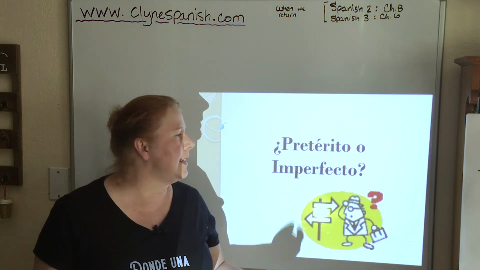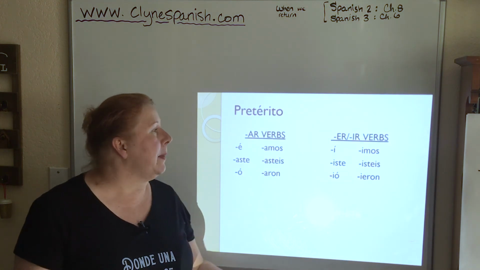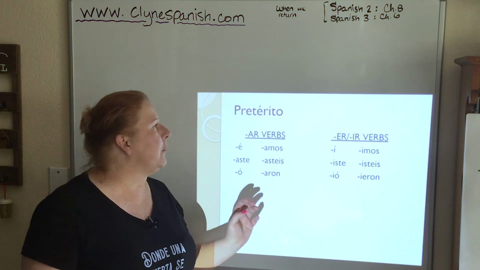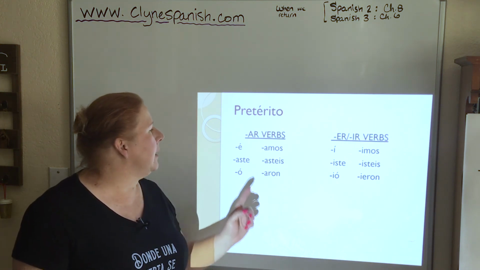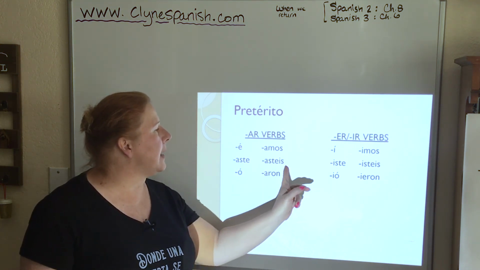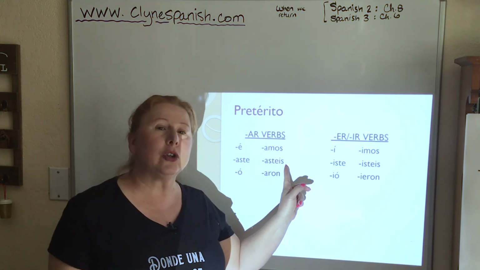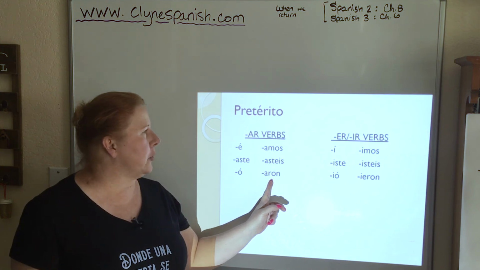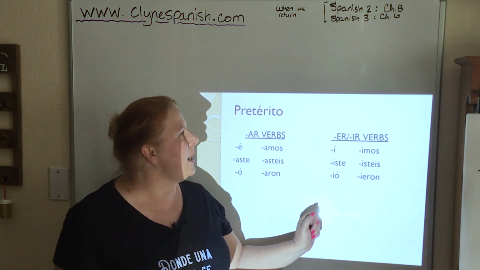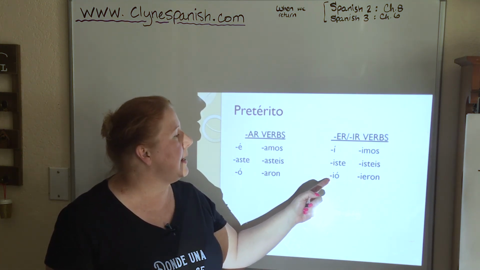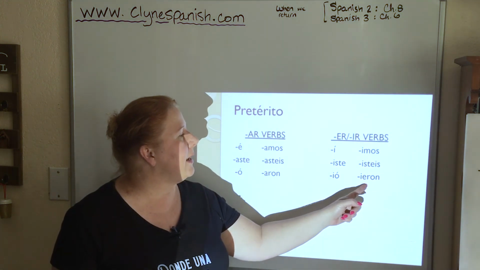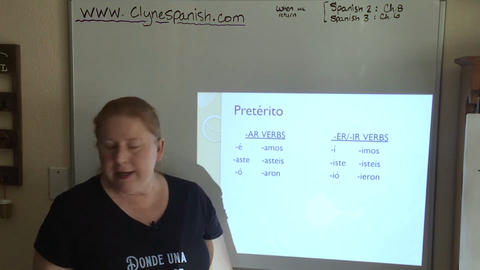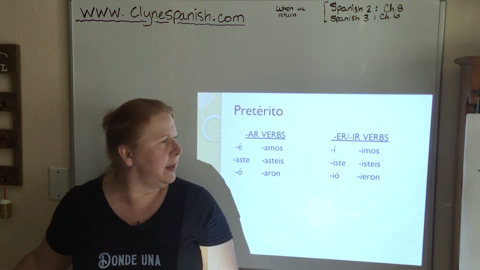Okay, class, so let's take a look. Remember that verb chart I told you about? Well, here it is. A refresher for you. Preterite, we have aste, amos, asteis. Remember, that's our vosotros form that we don't necessarily need to know. And aron. And then our ER/IR verbs are iste, ió, imos, isteis, and ieron. So again, our verb chart, very important for my more visual people.